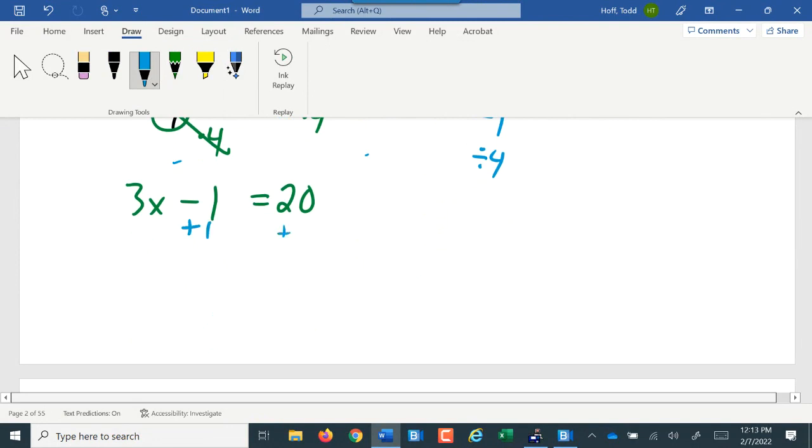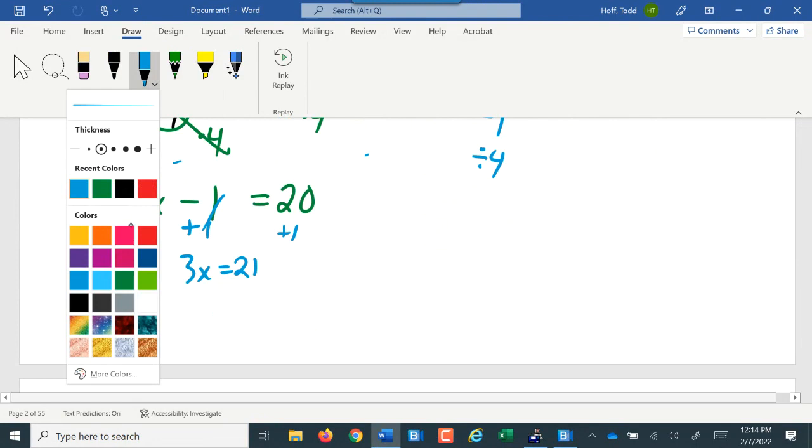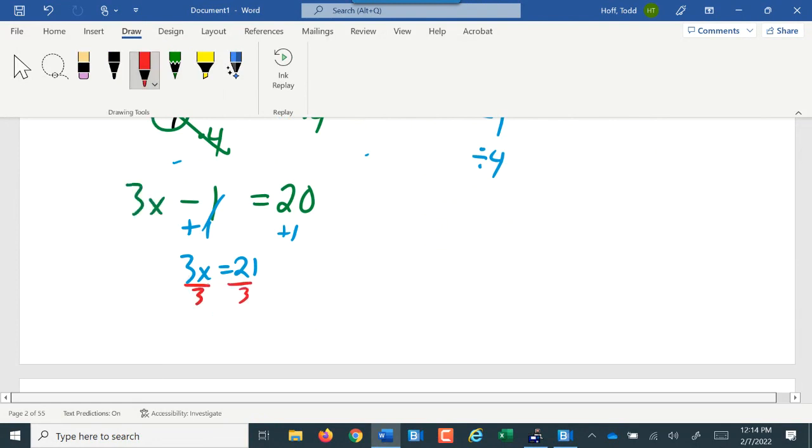Add 1, 3x equals 21, and we divide by 3. x equals.